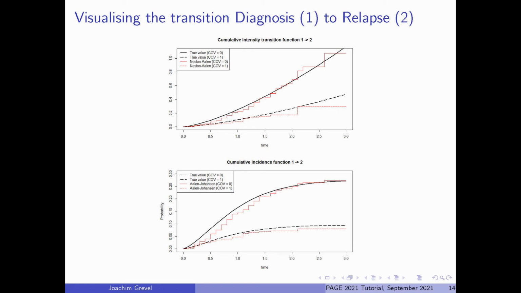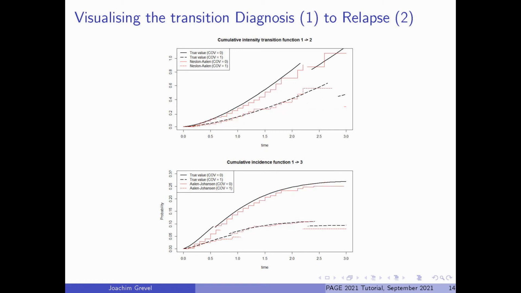Here first we see the transition from diagnosis to relapse described as a cumulative intensity transition function, and at the bottom a cumulative incidence function. In each case we see the non-parametric representation of the transitions in red, and in black we see the parametric transition functions either for the active treatment as a dashed line or for placebo as a solid line. Under active treatment, it is clear that the transitions to relapse are being slowed down.